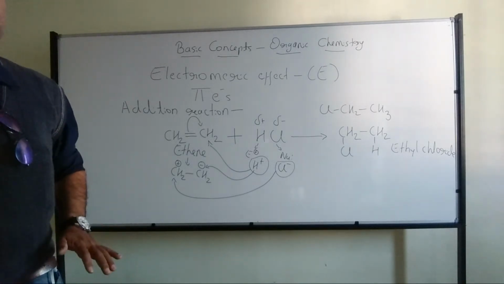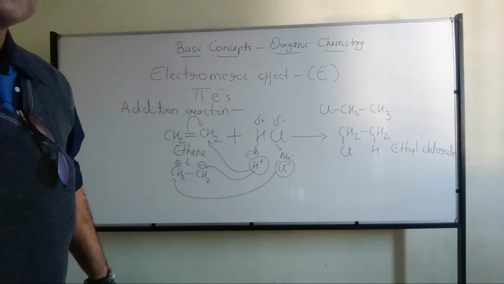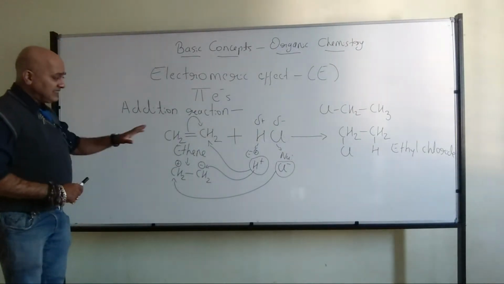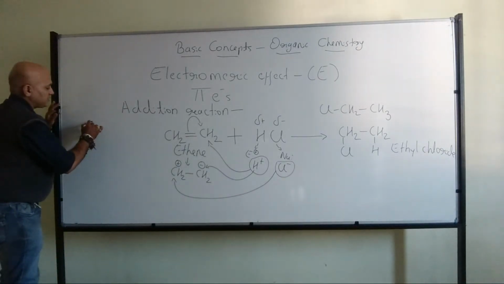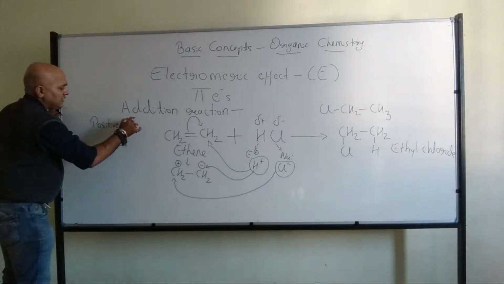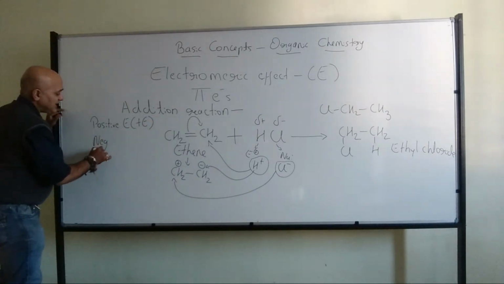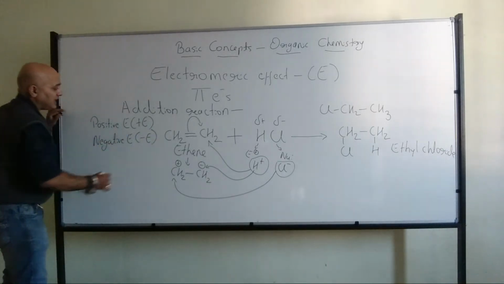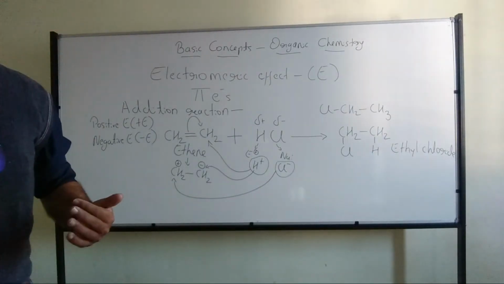Okay, shall I move to the further explanation? Fine, very good. So in that case, I have two types of electromagnetic effect. One is the positive electromagnetic effect, and another one is the negative electromagnetic effect.